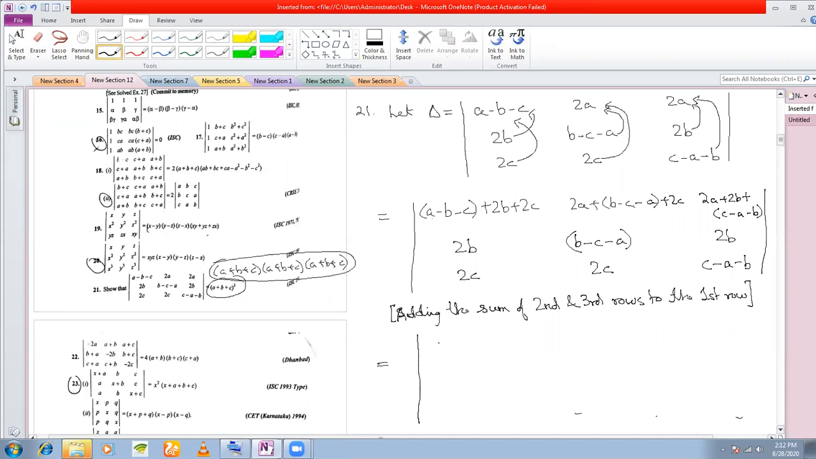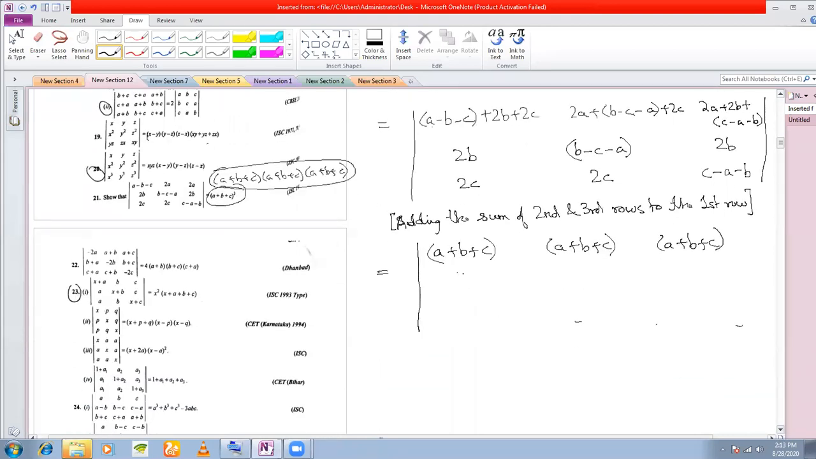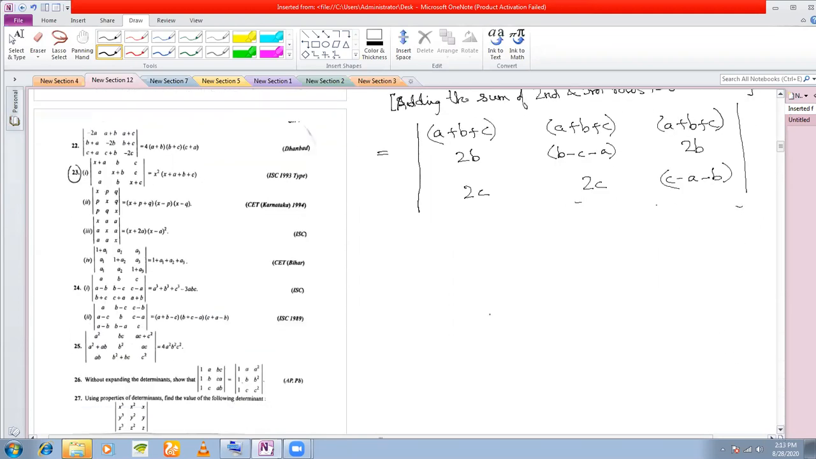So what are we going to get? We're going to get a plus b plus c. Here also you're going to get a plus b plus c. Here also you're going to get a plus b plus c. And these two will remain as they are: 2b, b minus c minus a, 2b, b minus c minus a, 2c, c minus a minus b. Okay, so now we can take a plus b plus c out of the first row.